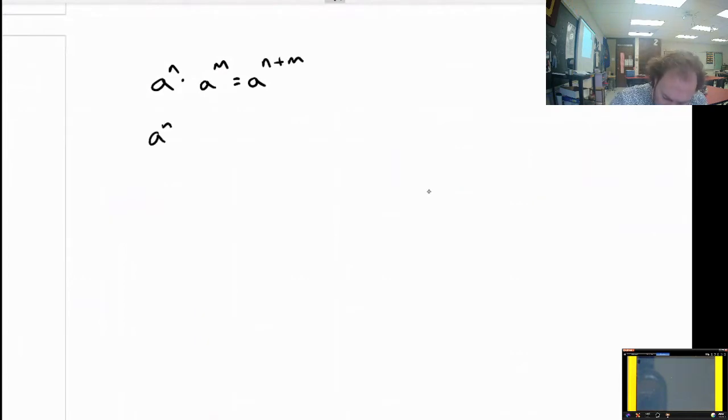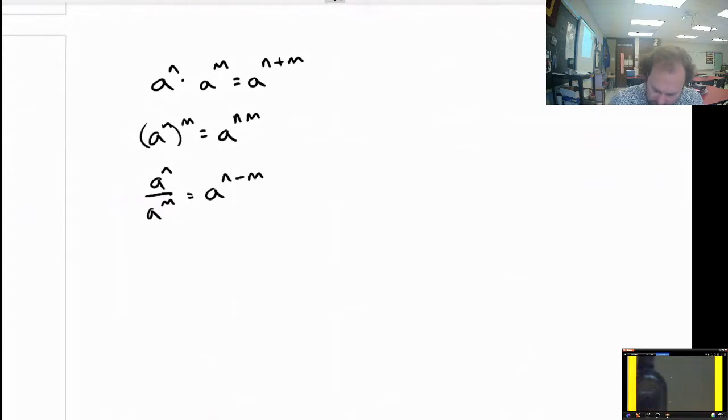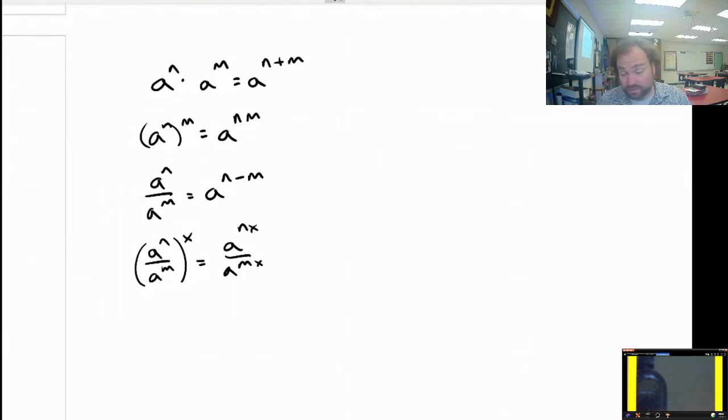Not to be confused with a to the n raised to the m power, in which case you can multiply n times m together. And of course, a to the n divided by a to the m is a to the n minus m. And if you have a to the n over a to the m all raised to the x power, this would be a to the nx over a to the mx. The exponent just applies to everything there. These are some basic rules, but we haven't talked about the big ones today.